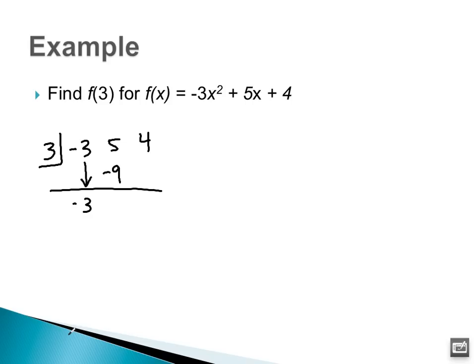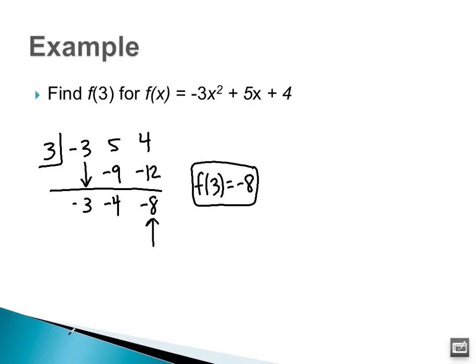Now add. 5 add -9 is -4. Multiply again. 3 multiplied by -4 is -12. When I add down, I get -8. This is the remainder. That's the important one. So we have found that f of 3 is equal to -8. If you go back and substitute in 3 for these x's, you're going to get -8 also. So that's it. That's synthetic substitution.